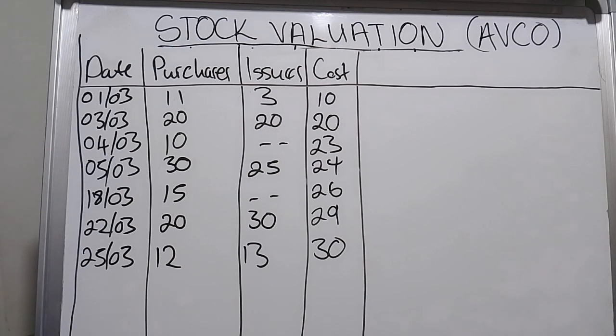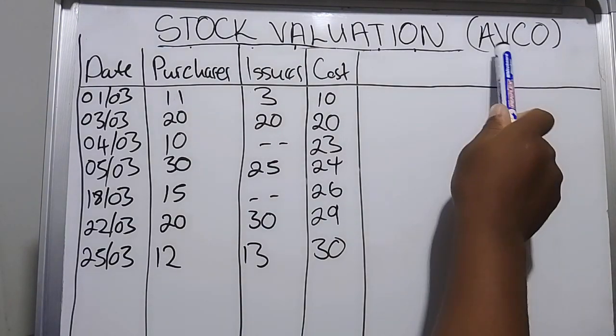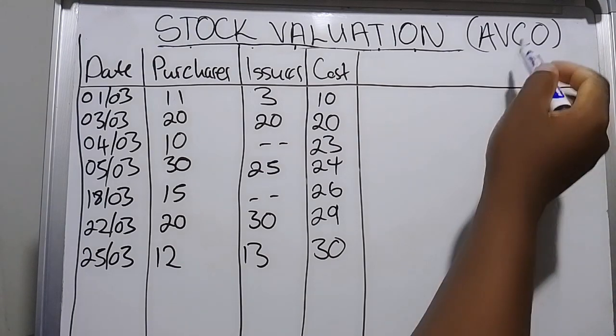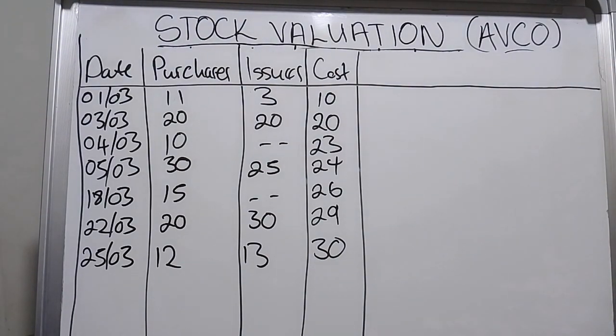Now we are looking at the average cost method, or simply called Avco. Average cost of stock valuation method. Now this is the last of the three main methods used in stock valuation, which include FIFO, LIFO, and average cost. We've done FIFO and LIFO in the previous videos. Now we have to look at average cost.